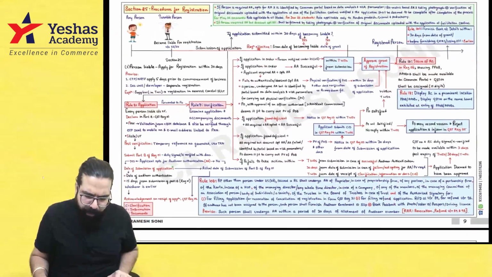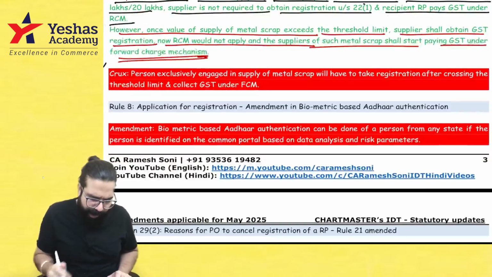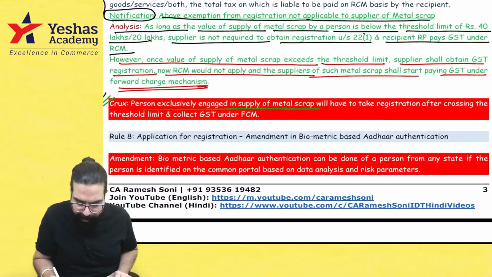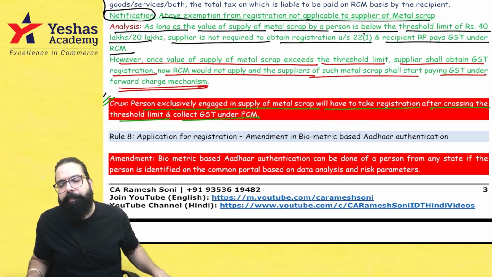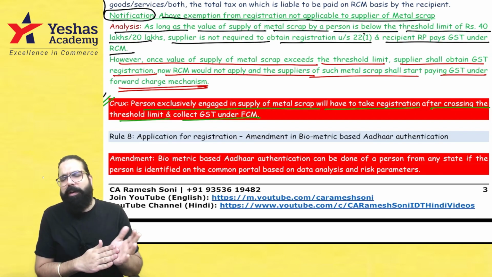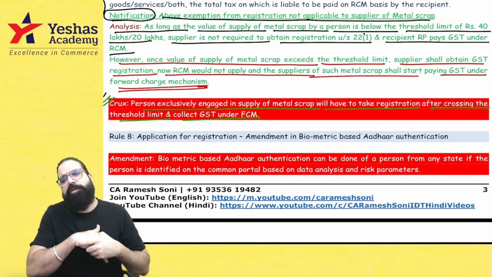Everyone over here now, let's move to the next amendment. So, sir, I've written over here, persons who are making supply of metal scrap will have to take registration after crossing the threshold and collect GST under forward charge mechanism. Sir, will turnover be the total of the supplier, like other business income, or only the turnover? Now, it is aggregate turnover. You have to see the aggregate turnover.